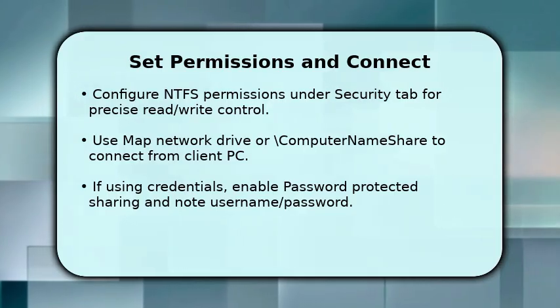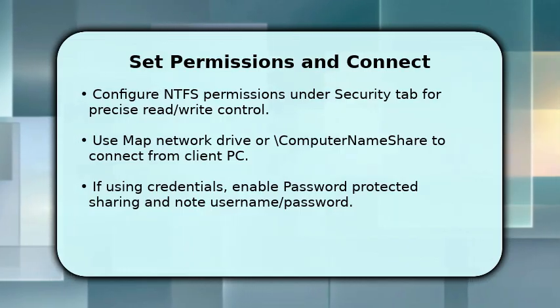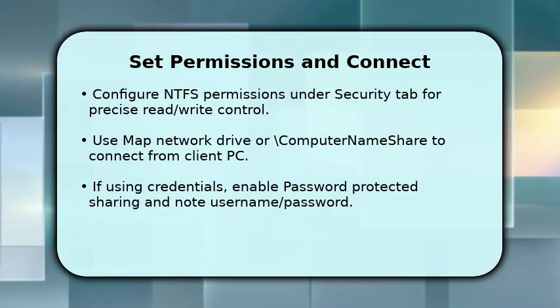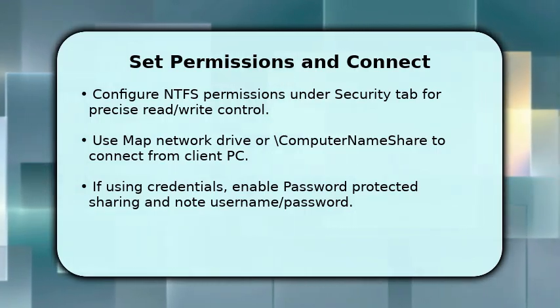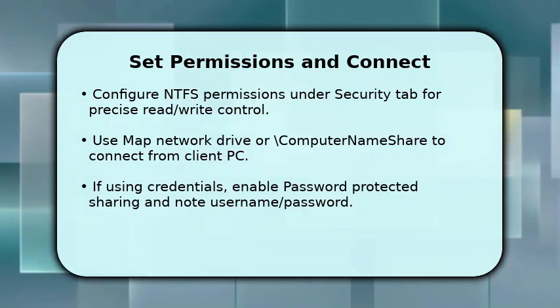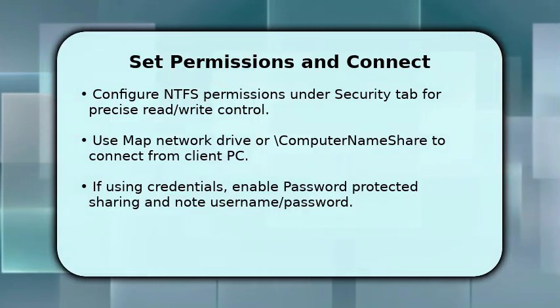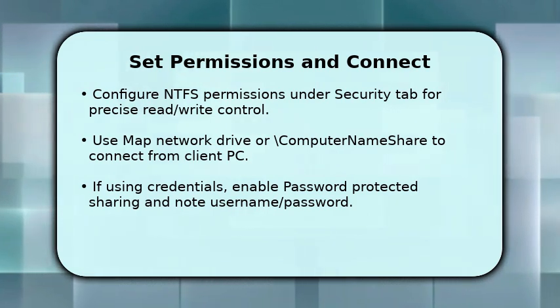read or write access. Then, on the client PC, map the shared folder using Map Network Drive or by entering //computername/share in File Explorer. Windows will prompt for credentials if required. Make sure password-protected sharing matches your authentication plan, because mismatched settings prevent access even though the share exists.